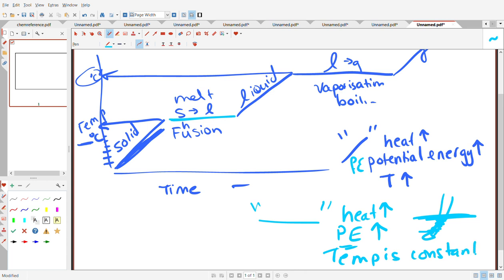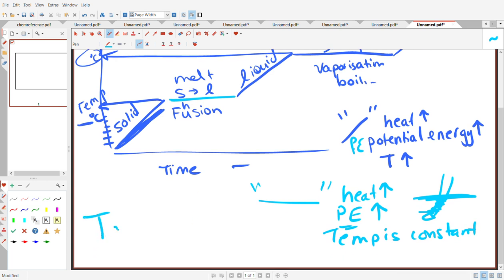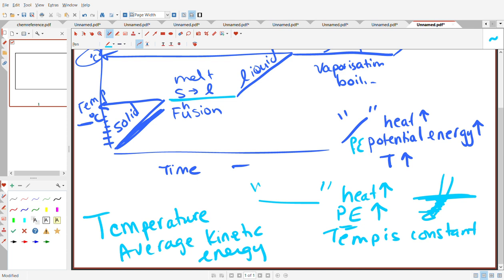And temperature by definition is average kinetic energy. So that's the first thing you have to know. Temperature is a measure of average kinetic energy. It's not a form of energy, it's a measure of energy.